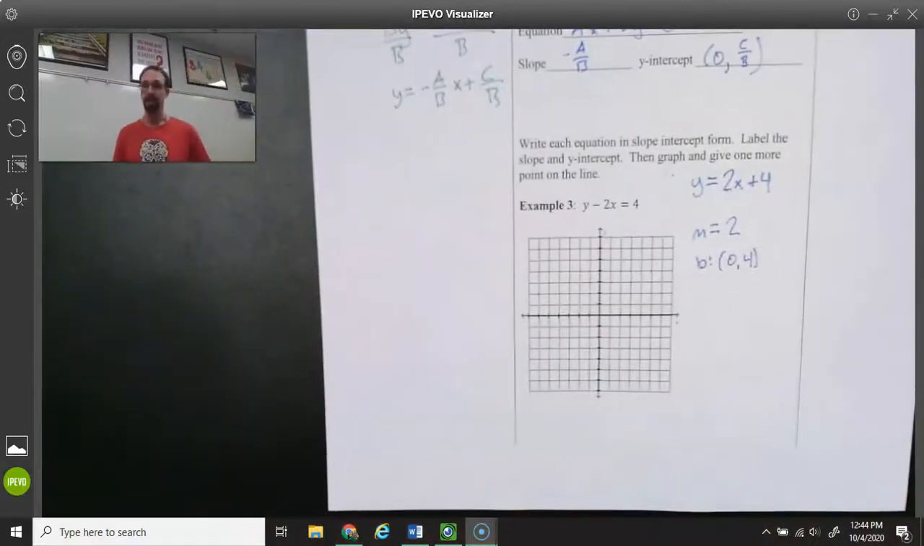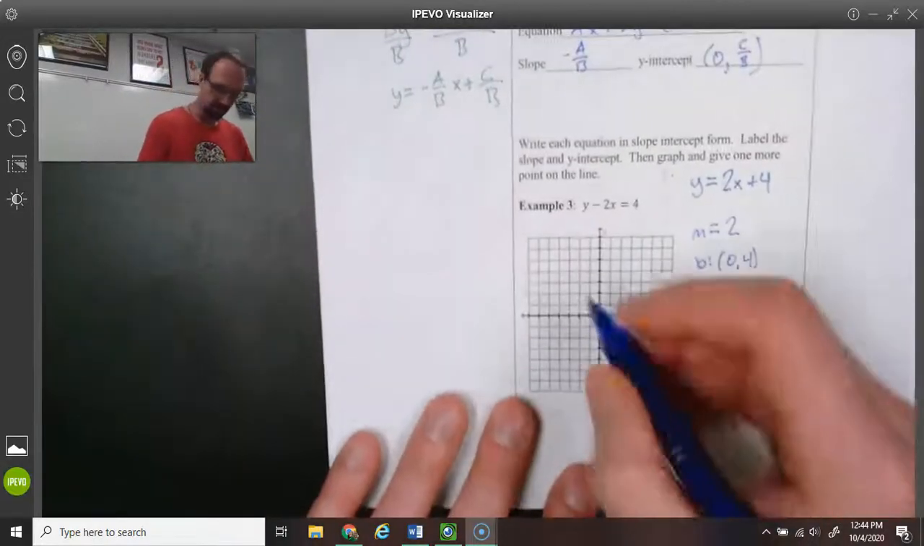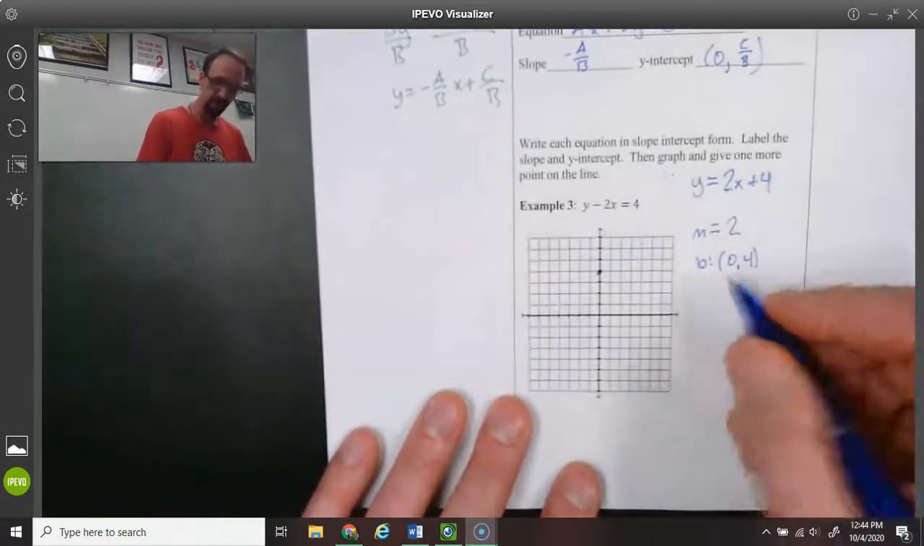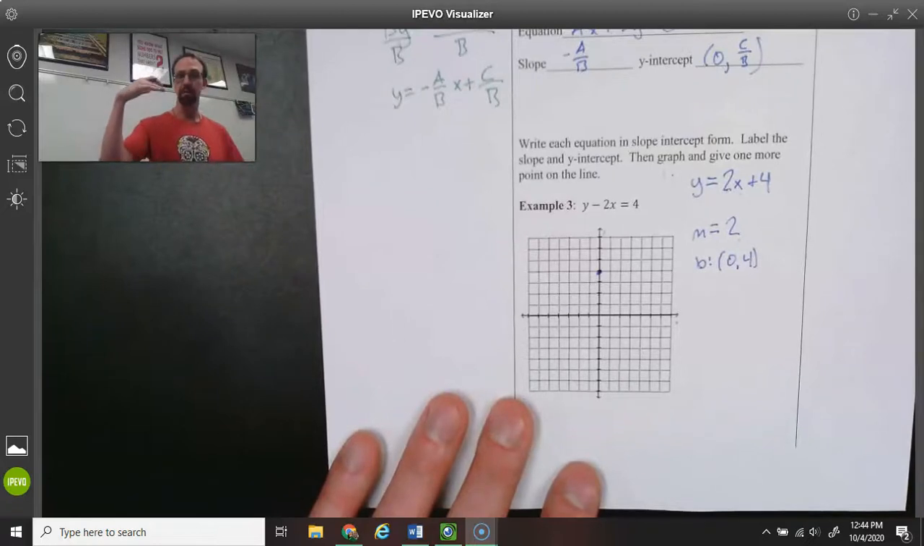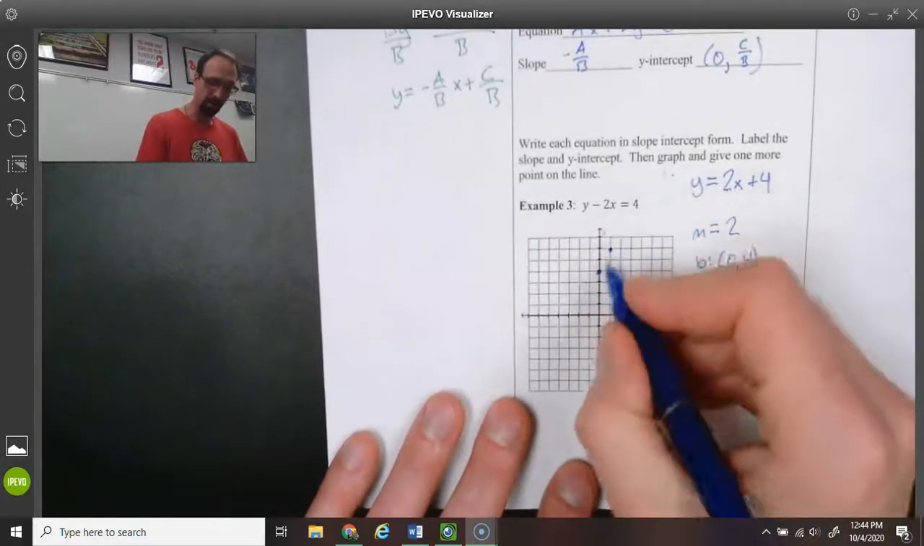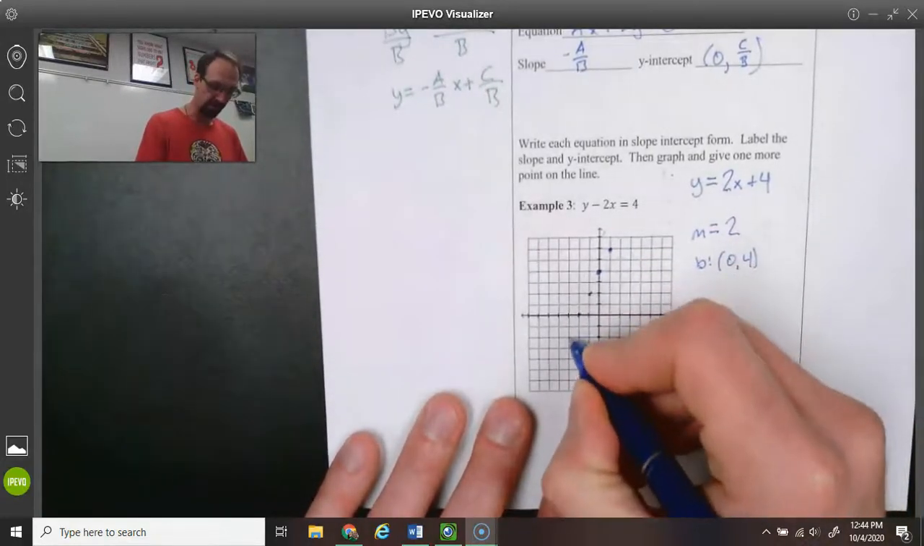So it says graph and then give one more point on the line. If I graph this, I'm going to start at (0, 4). That is a point. My slope is 2. Remember, the top number, the numerator, is how much you rise, and the bottom number is how much you run. So 2 over 1. I can go up 2 and to the right 1, or I can go down 2 and to the left 1, and then continue and follow that trend.